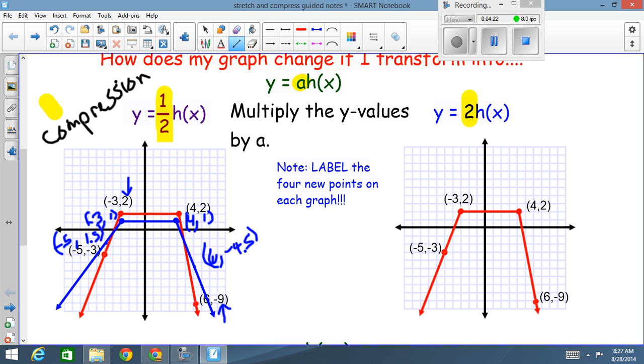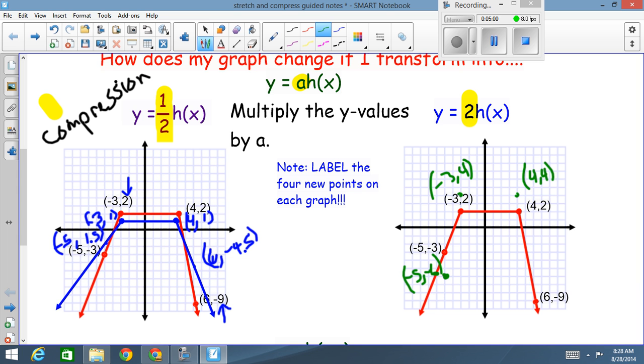What if I multiply all the y values by 2 in our second example? Well, when I do that, the point -5, -3, when I multiply -3 by 2, that jumps me down here to -5, -6. This up here is going to move up and become the point -3, 4. This is going to be 4, 4.